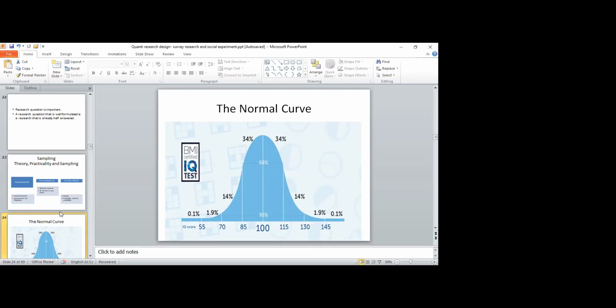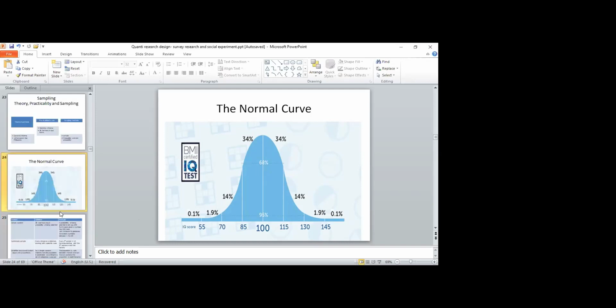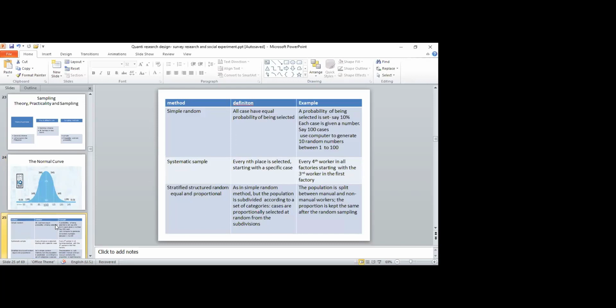Now that is very important when you do sampling. These are different kinds of sample. First, you have the simple random. All cases have equal probability of being selected. For example, use a computer to generate. How do you get a random sample? You use a computer to generate 10 random numbers between 1 to 100.